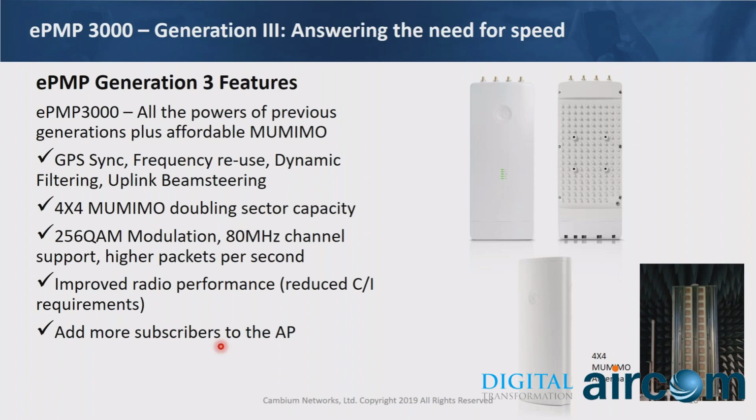4x4 multi-user MIMO helps to double your capacity, increase modulation from 64 QAM to 256 QAM, as well as 80 megahertz channel support from the 40 megahertz that was supported by 11N and also ePMP 2000. And because of that, you have more capacity to deliver to customers, and you can add more subscribers to your access point.